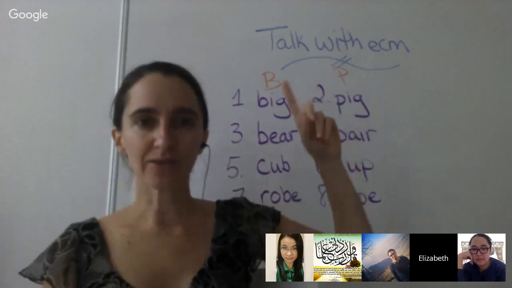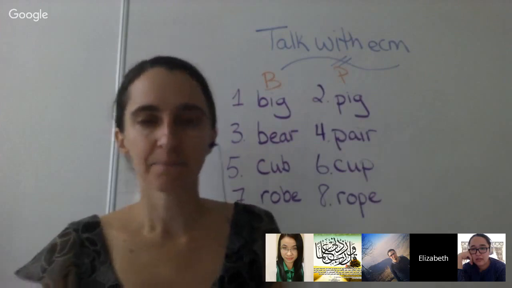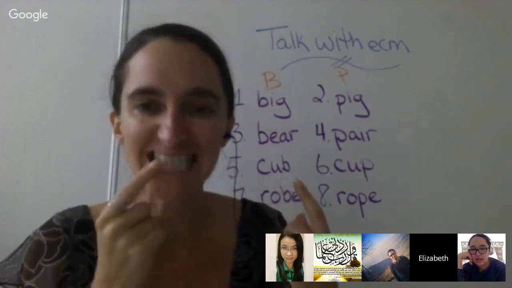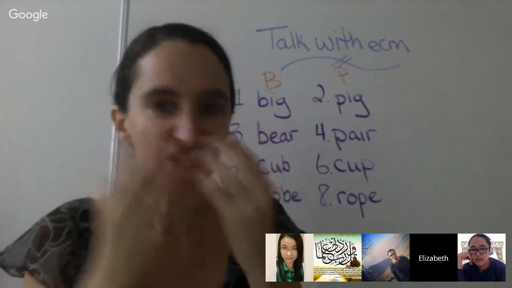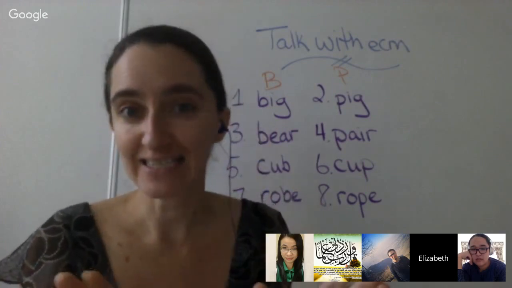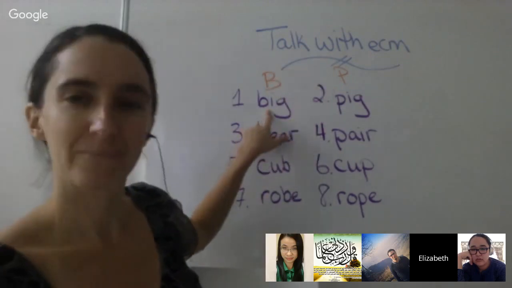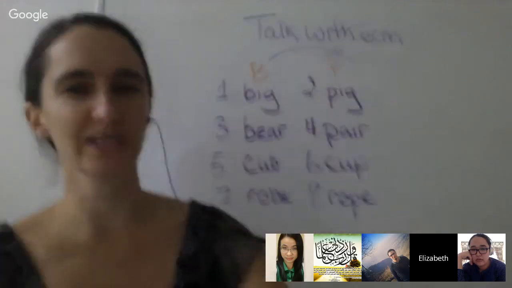So these two letters, the B and the P, when I make the sound with my mouth, my lips, my teeth, my tongue, the shape of my mouth is exactly the same for both letters. Let's look at number one. I hope you can read that. I'll move you a little bit closer.